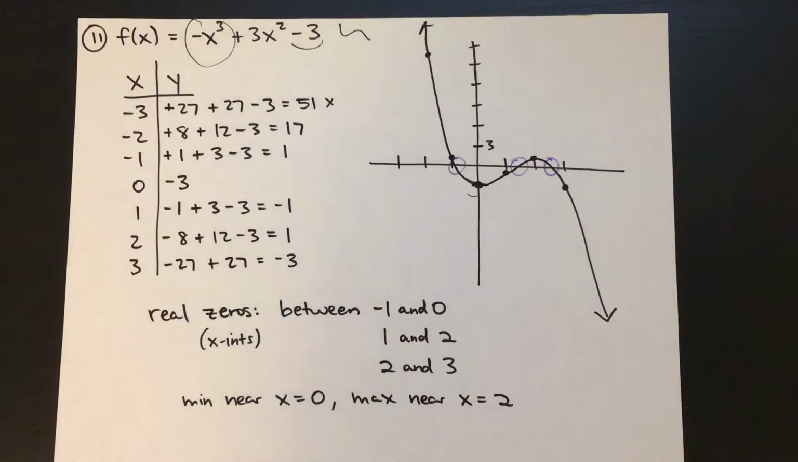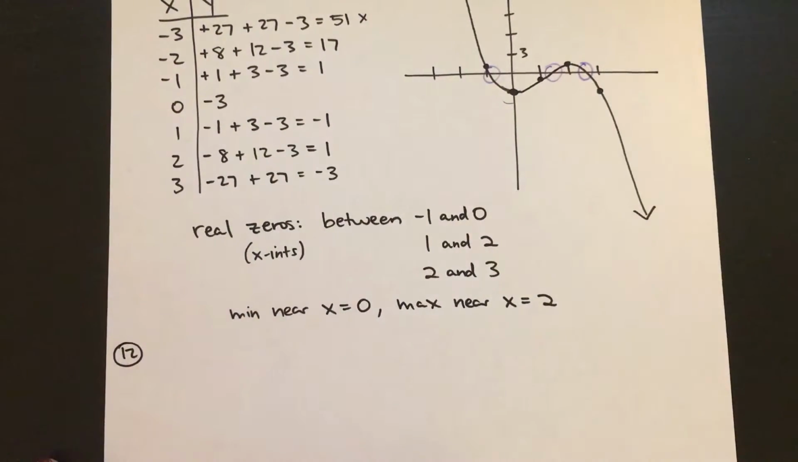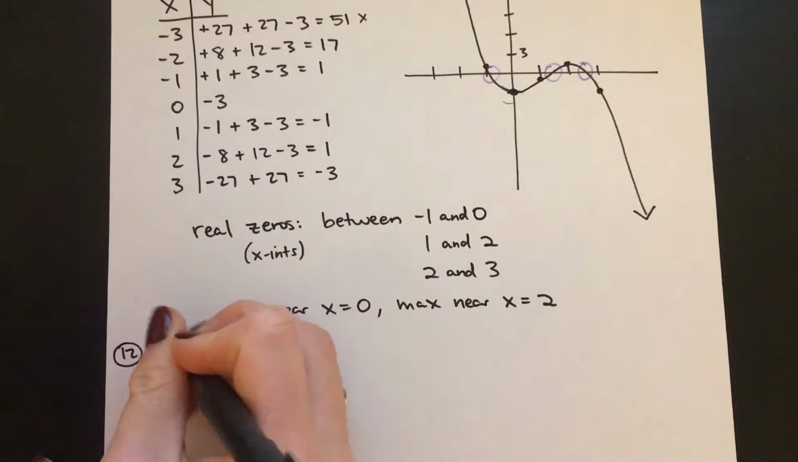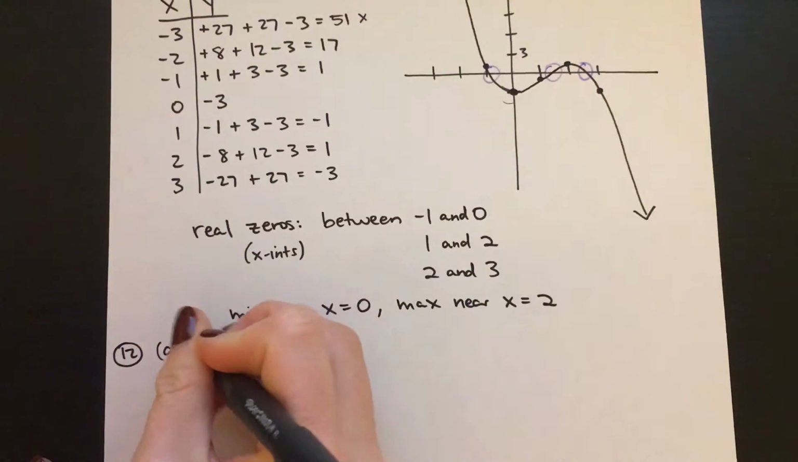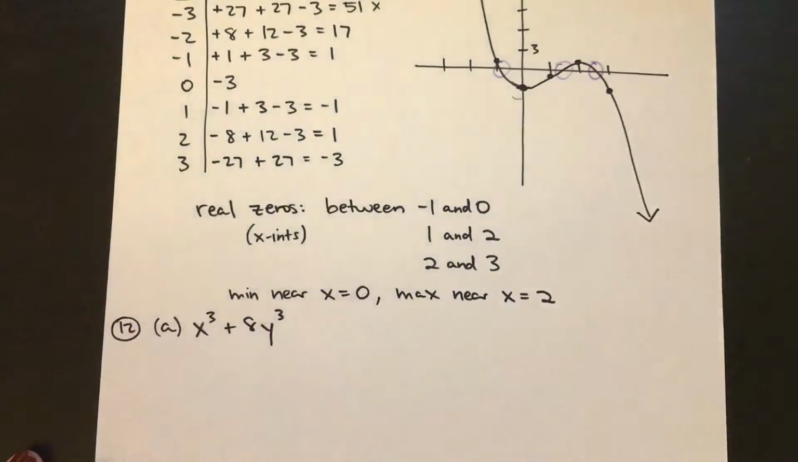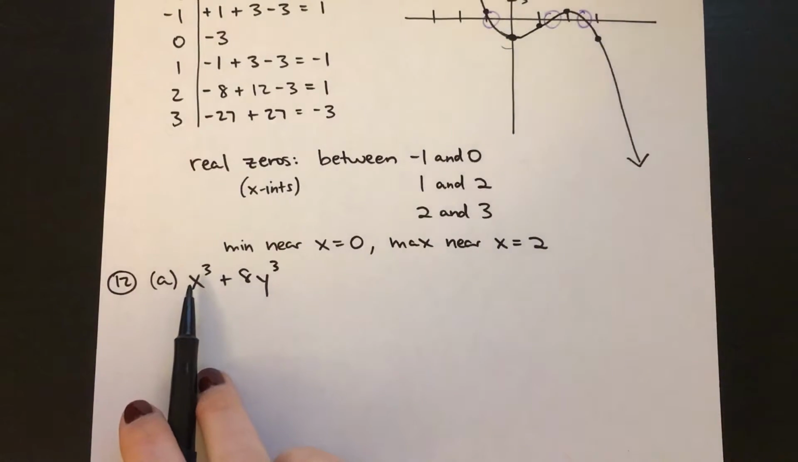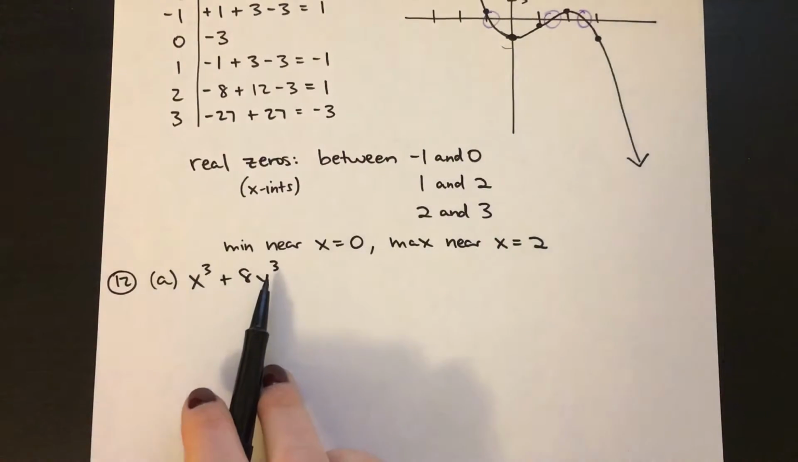So there is a max near x equals 2. Okay, so that is your 5-4 stuff, and then the next several ones are from 5-5. These are just some different factoring methods. So from number 12, you've got A, B, and C. You're supposed to be factoring these completely. So this one, you have this little table, and it kind of walked you through a bunch of different methods that you could use. So the first thing you're supposed to be doing is looking for a GCF. Is there a GCF? If there is, factor it out.